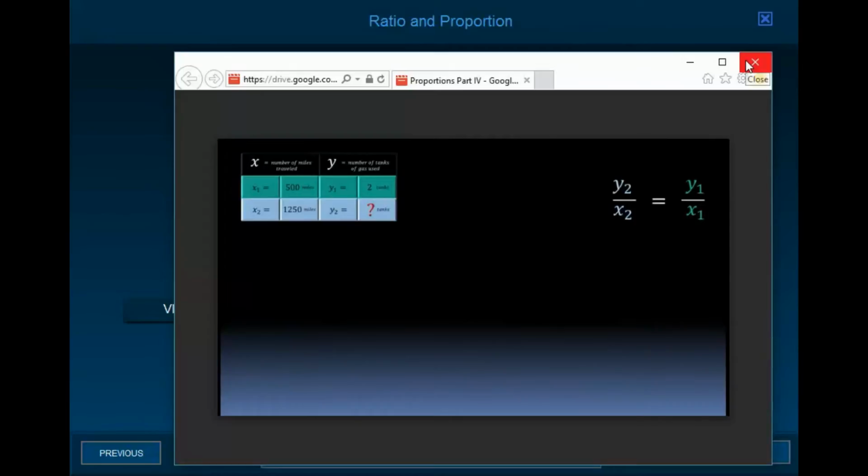We are at this point. We know that a 500-mile trip requires 2 tanks of gas. We want to go 1,250 miles, and we need to figure out how many tanks of gas we need to do that. We can use our proportion to do this.